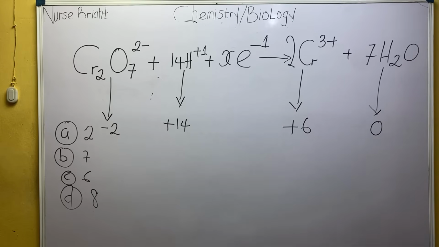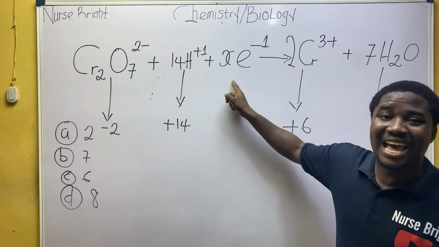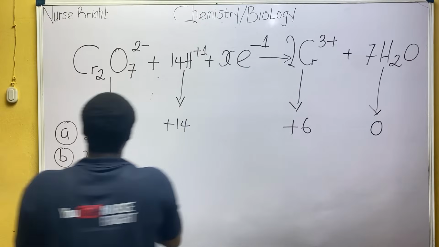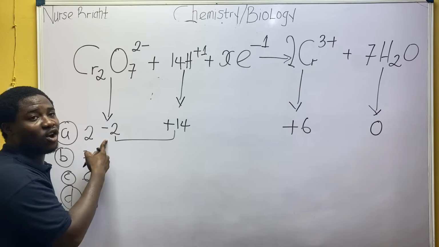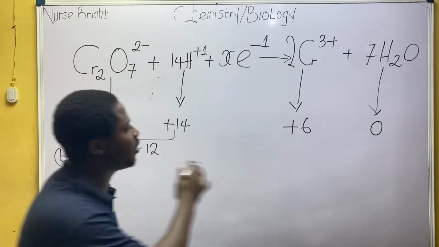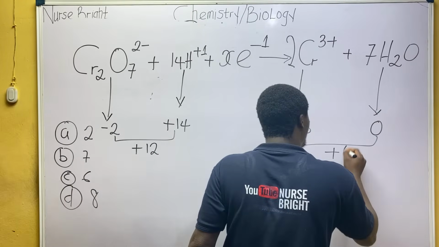These are common questions. You'll be given a reaction and asked, what is X? The X stands in front of e minus, so we don't have to work it out yet. First thing first, evaluate this side: minus 2 plus 14 is plus 12. Class, pay attention. What about the right side? Plus 6 plus 0 gives plus 6.